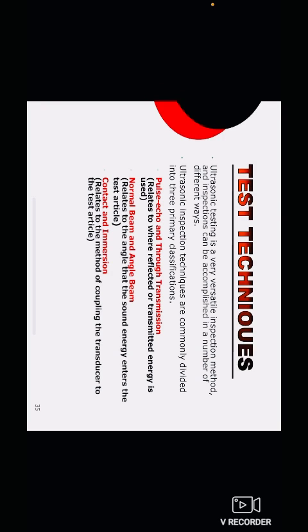There are some testing techniques. Ultrasonic testing is a very versatile inspection method, and inspection can be accomplished in a number of different ways. Ultrasonic inspection techniques are commonly divided into three primary classifications. First one is pulse echo and through transmission. It relates to where reflected or transmitted energy is used. Second one, normal beam and angle beam. It relates to the angle at which the sound energy enters the test article. Third one, contact and immersion, relates to the method of coupling the transducer to the test article.